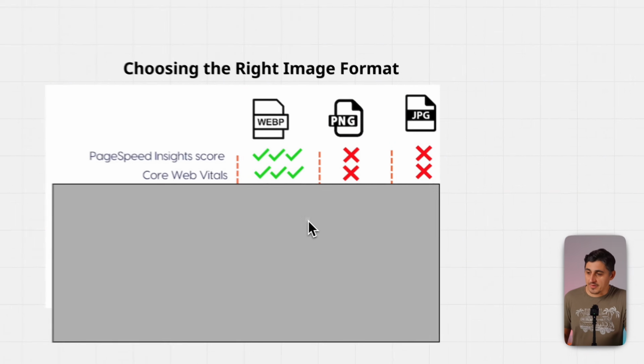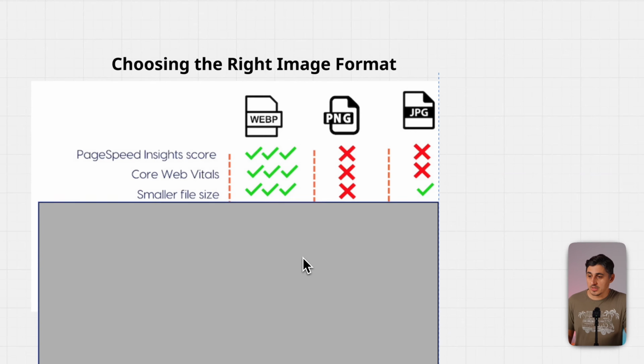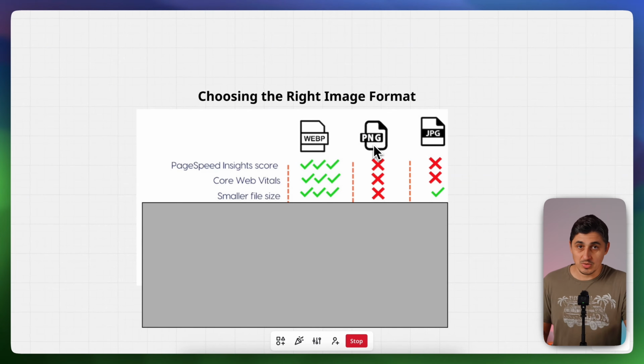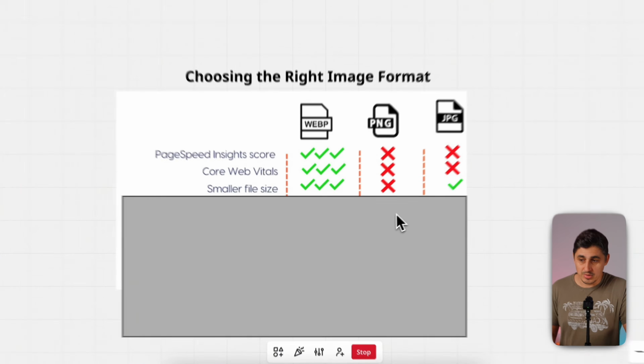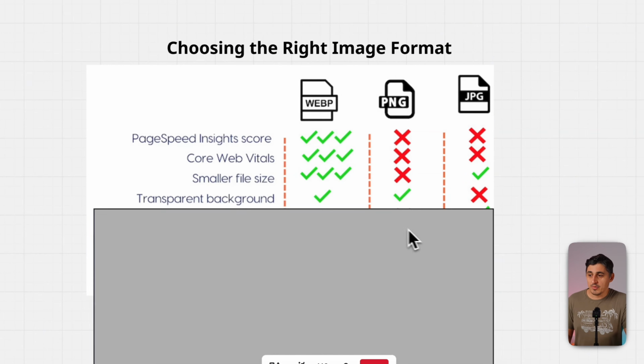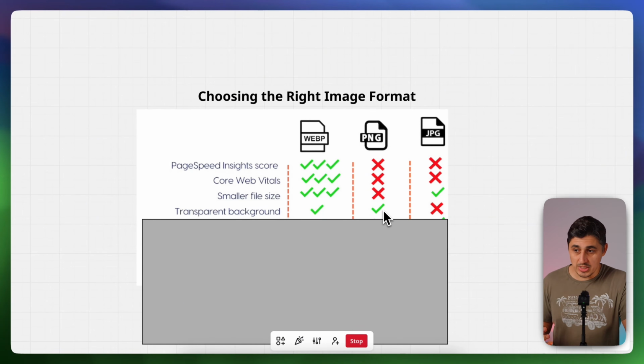For smaller sized files, you should always use JPEG. JPEG will perform better than PNG. So it makes no sense for you to save a large image in PNG if you don't plan on using transparency. If you need a transparent background, then yes, you should use PNG. And a transparent background means something like this.